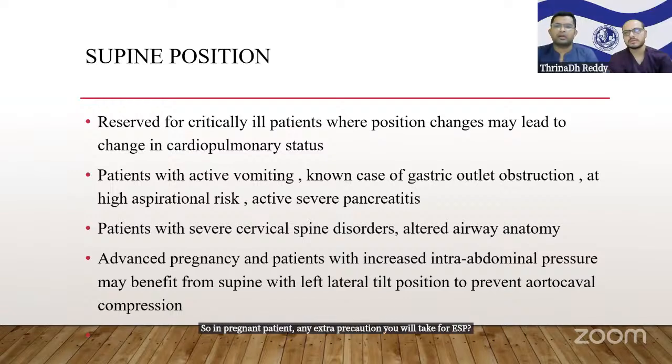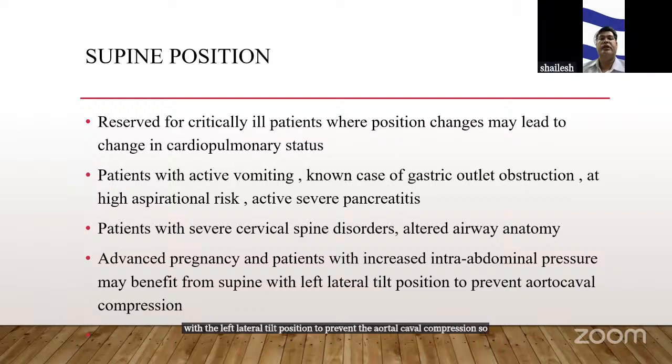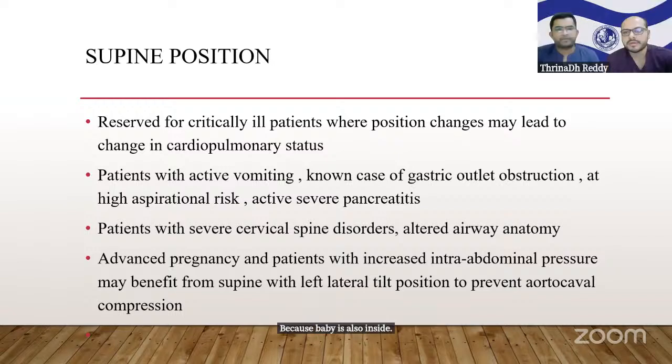So, in pregnant patient, any extra precaution you will take for ERCP? Yes, sir. In advanced pregnancy patients, in supine position with the left lateral tilt to prevent the aortocaval compression, sir. Okay. Radiation exposure protection, anything you will take? Because baby is also inside. So lead apron sheets can be put over the abdomen to protect the fetus from the harmful rays.